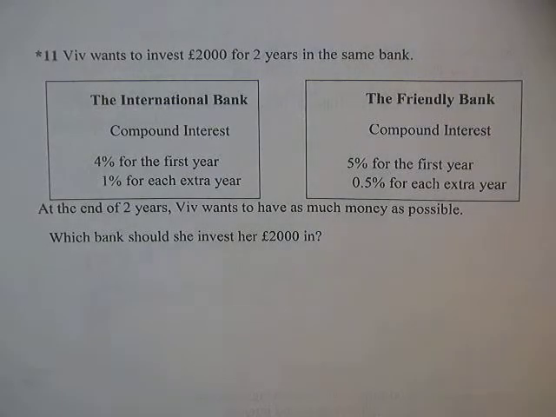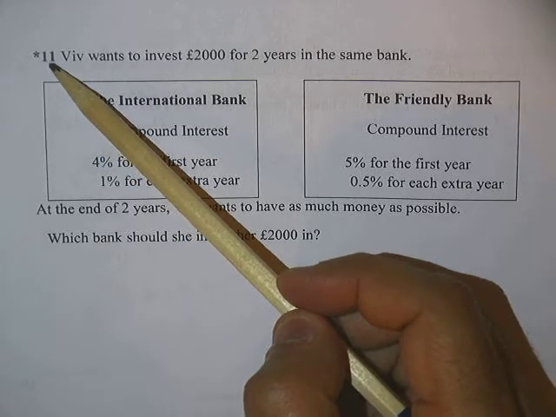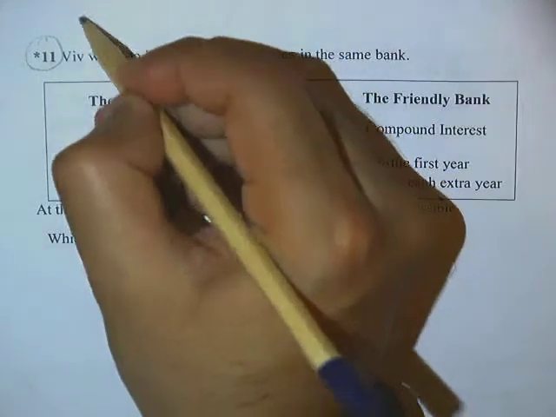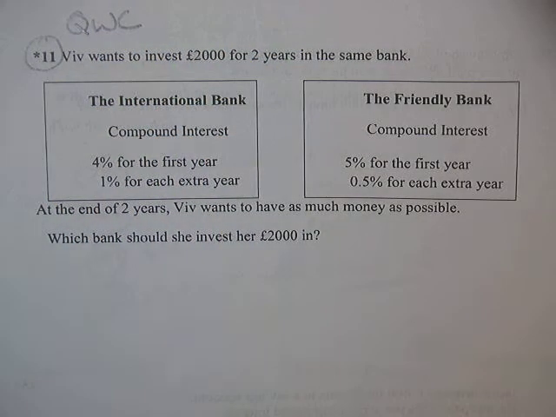Question 11. Now we see a little asterisk here in front of the number 11. This is your new style examination questions. QWC: quality of your written communication. So we just got to be aware of what that means.